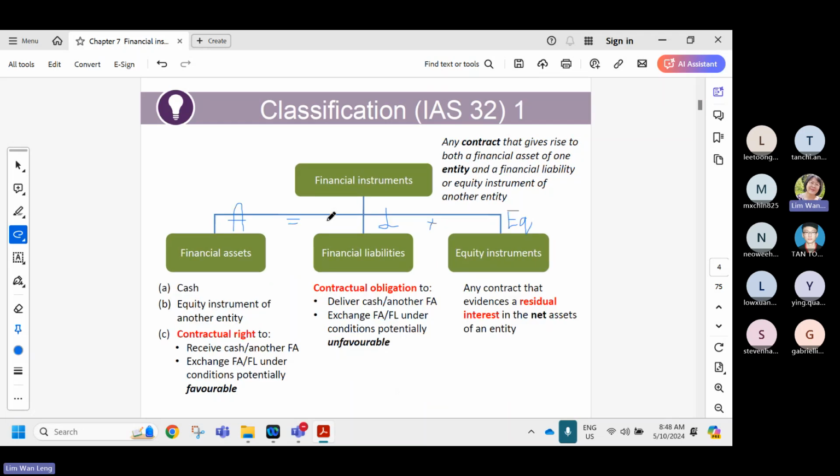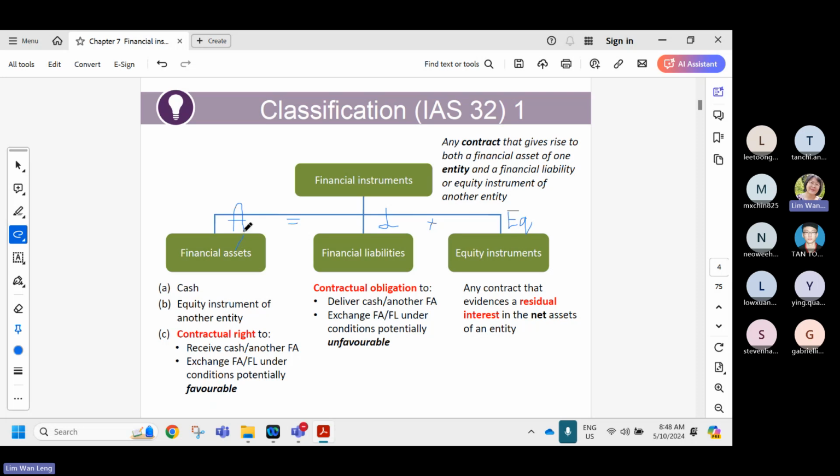So this equation is like, on day one when you embark on financial accounting, you are always exposed to the basic accounting equation. The basic accounting equation says what? Assets equals liabilities plus owner's equity. And of course, this equation you can rewrite again.